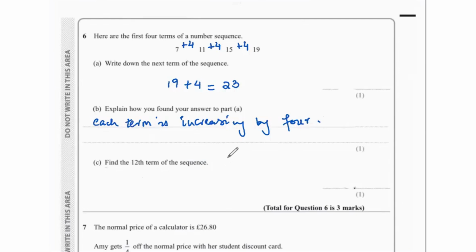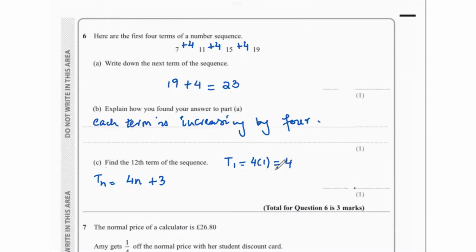So now for the 12th term, we need to first create the nth term. So the nth term over here would be, each term is increasing by 4, so 4 times n, and then plus 3. Why plus 3? Because if we take 4n as the nth term, 4 times 1 gives us 4 as the first term. And the first term is 7, not 4. So how can we turn a 4 into a 7? By adding 3.